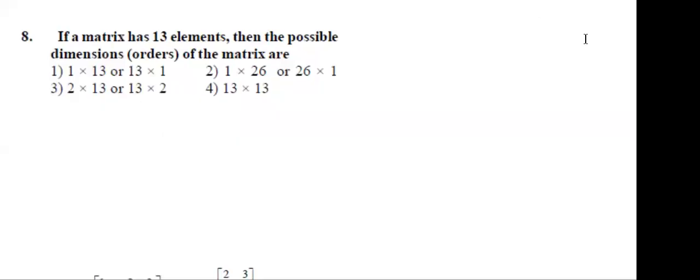How to solve this? If a matrix has 13 elements, then what are the possible dimensions or orders of the matrix? For suppose, if the matrix has 4 elements, I am taking an example, 4 elements. The 4 elements I am taking like this: 1, 2, 3, 4. These are the 4 elements.